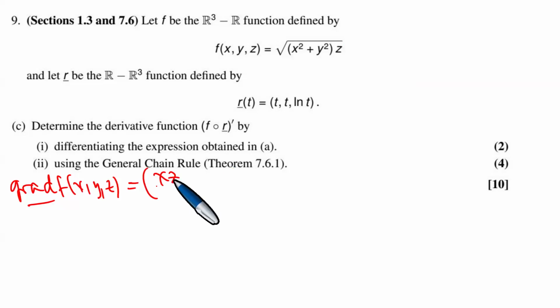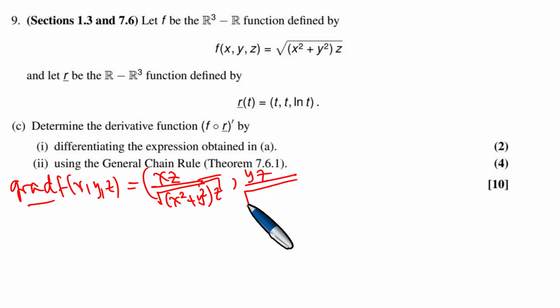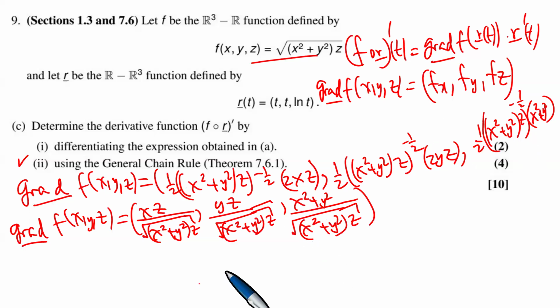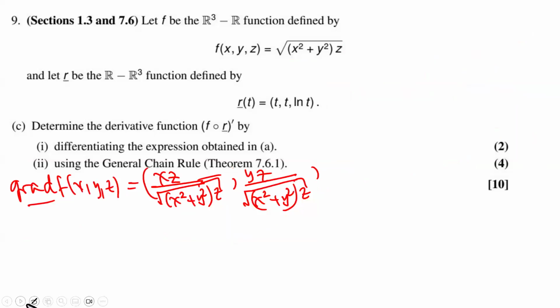And then we have xz divided by the square root of x squared plus y squared z, and this one is exactly yz divided by the square root of x squared plus y squared z. Let's see now the last one, because I'm just remembering this one. We simplify this to this. So we continue.